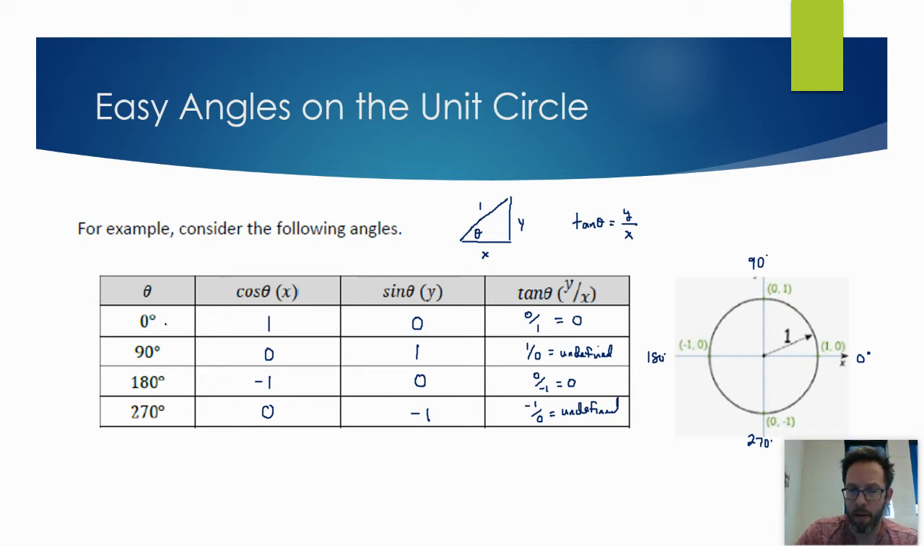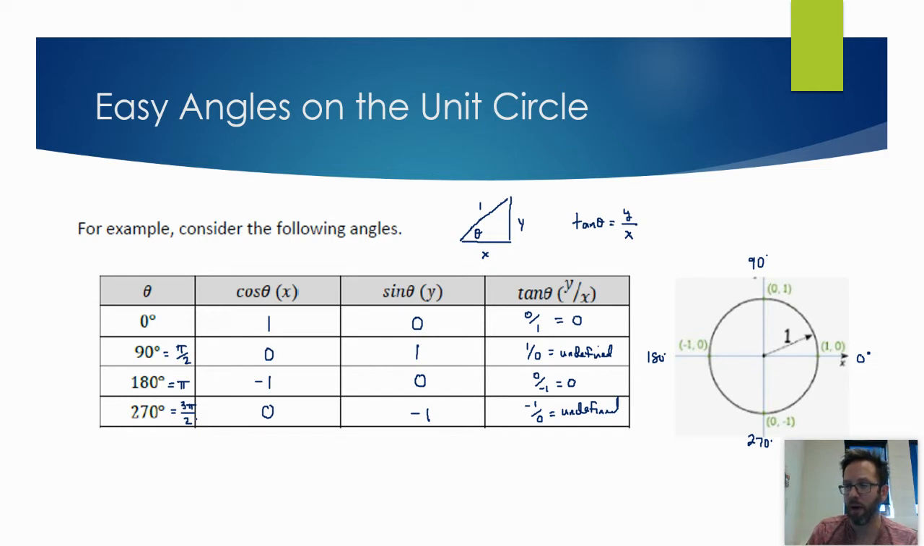Maybe on your note, you just want to toss in what the angle is in radians, just to make some connections here. Remember, 90 degrees is pi by 2 radians. 180 degrees corresponds to pi radians, and 270 will be 3 pi over 2. So those are some exact ratios we know, cosine, sine, and tan, for 0, 90, 180, 270.